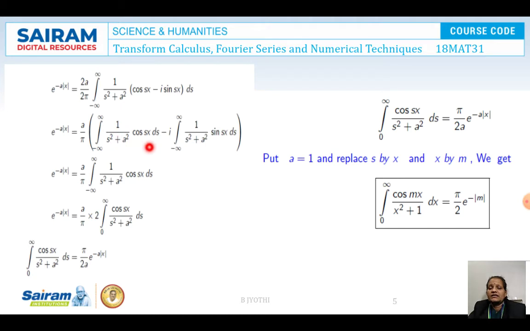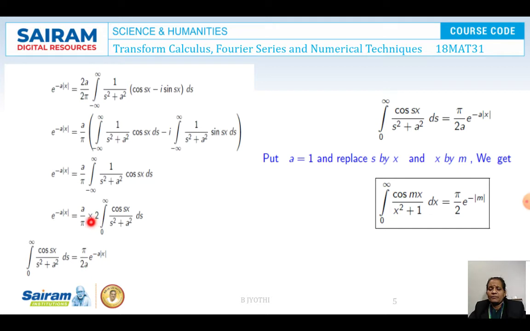Now let us segregate again the real part and the imaginary part, where the imaginary part is going to be equal to 0. Now what we are getting is e power minus a mod x is equal to a by pi, cancelling 2 and 2, integral minus infinity to plus infinity 1 by s square plus a square into cos sx ds, which can also be written as 2 into integral 0 to infinity cos sx divided by s square plus a square into ds. Now this gives pi by 2a.